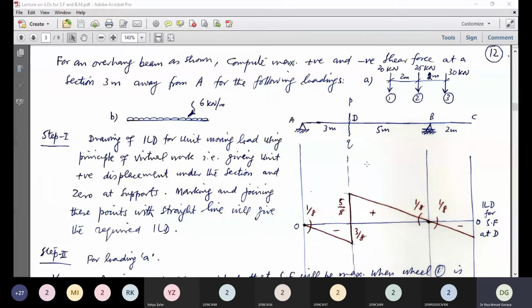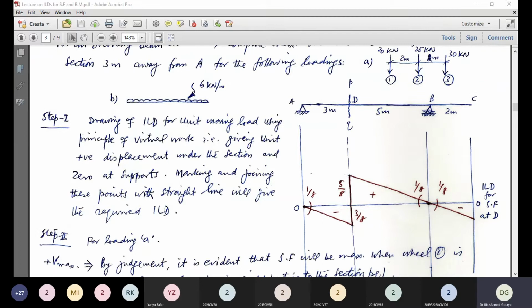So these 3 wheels are comparable: 20, 25 and 30. Whereas in earlier cases, wheel 1 and 2 were not comparable. The second loading is the UDL with unspecified span.